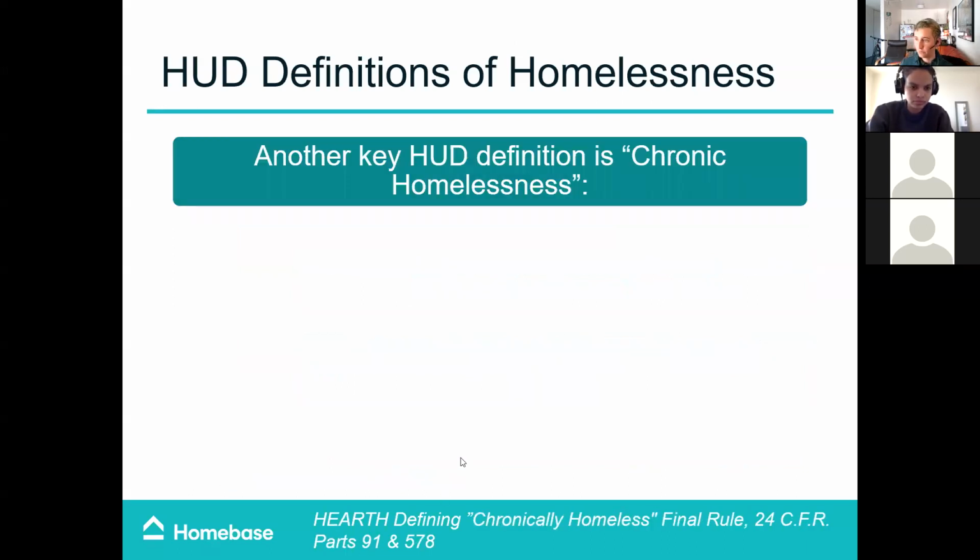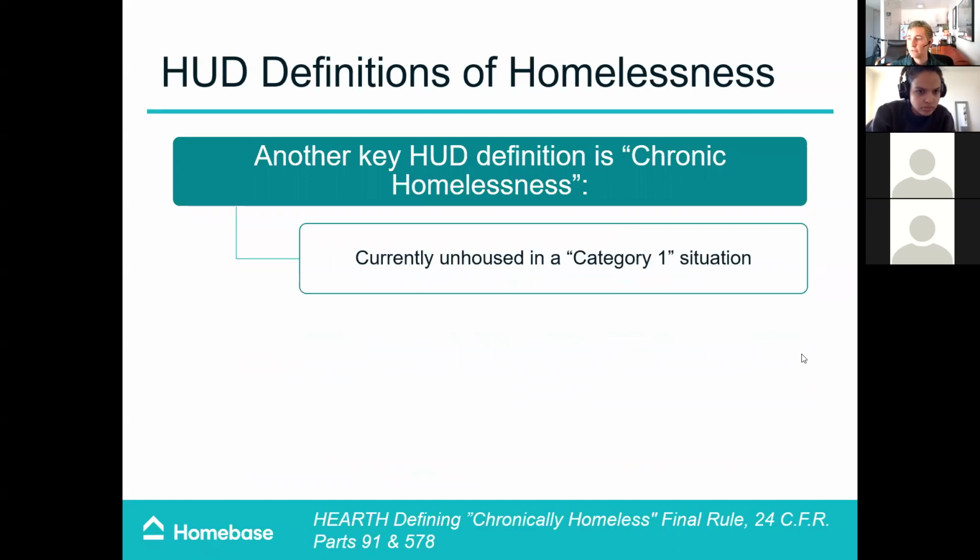Okay, looking at chronic homelessness. So this is another very key definition for specific types of projects that HUD offers. Chronic homelessness has 3 parts to it. In order to be considered chronically homeless, a person has to fall into these 3 criteria. One is that they are currently unhoused in one of those category 1 situations. If someone is currently unhoused because they fall into category 4 or category 2, they cannot meet the chronically homeless definition. We're talking about people who are currently unhoused in a category 1 situation.